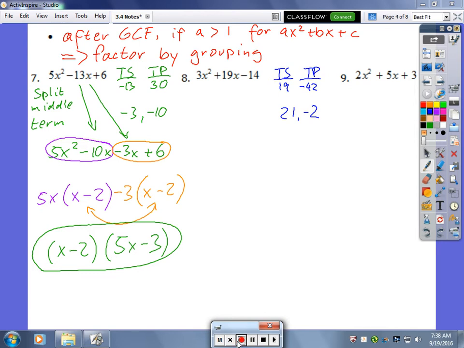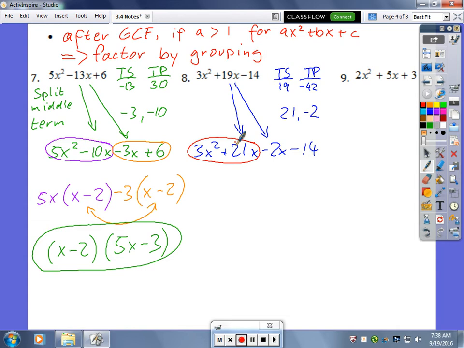We're now going to go ahead and split our middle term to get 3x squared plus 21x minus 2x minus 14. And again, realize that 21x minus 2x is really the same as 19x, right? It has the same value. So let's factor our 2 groups here.